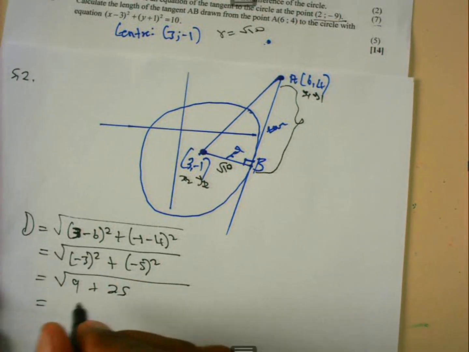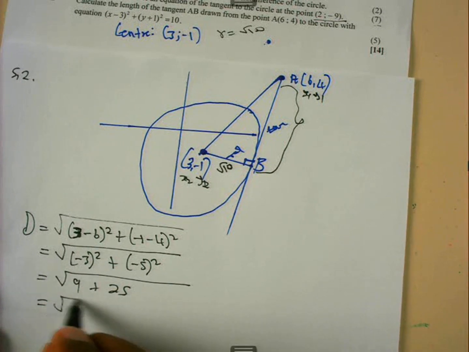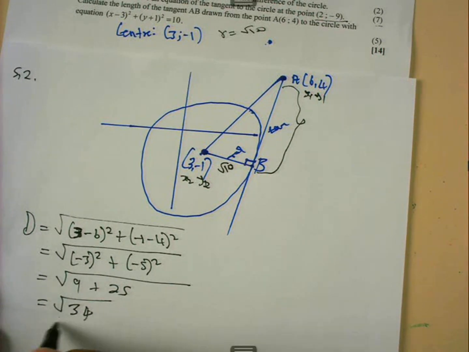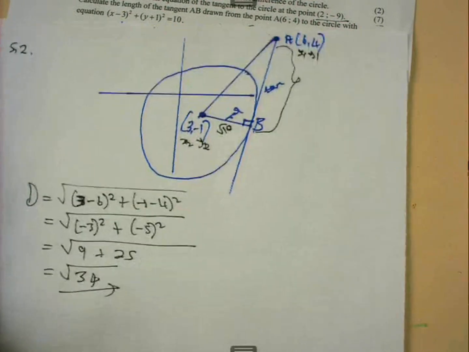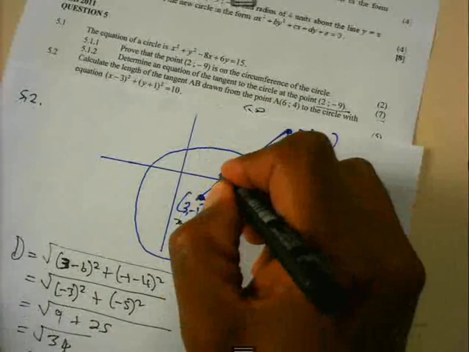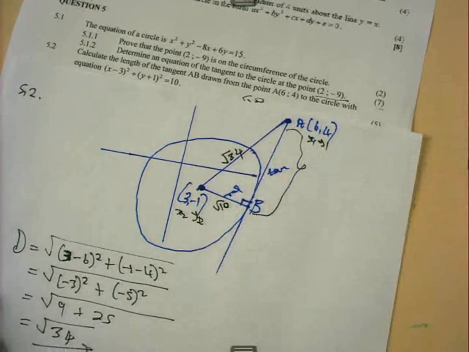9 plus 25 is what? That is the square root of 34. Therefore, this side here is the square root of 34.